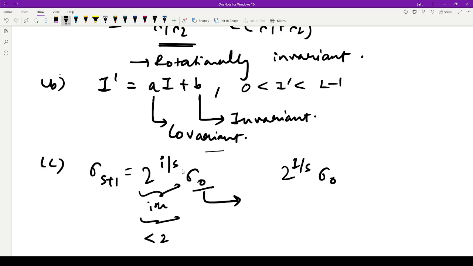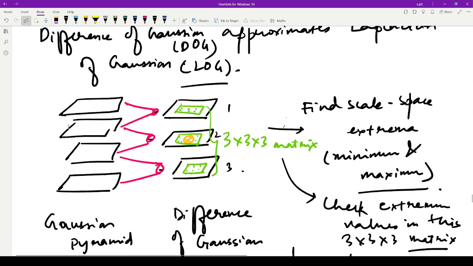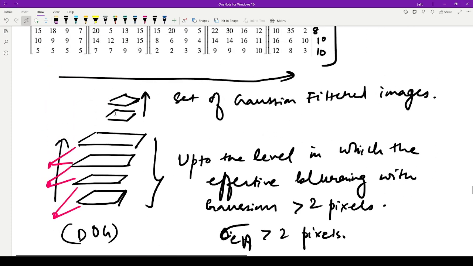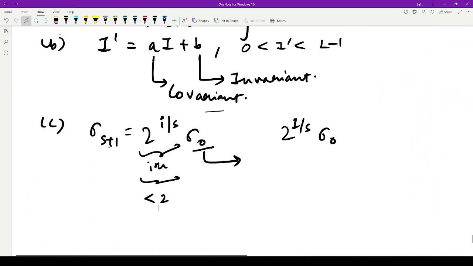So that, if you remember this diagram of an octave, before changing the scale, at this level your sigma should be 2 pixels, the effective sigma. What I mean by effective sigma is this left hand side.